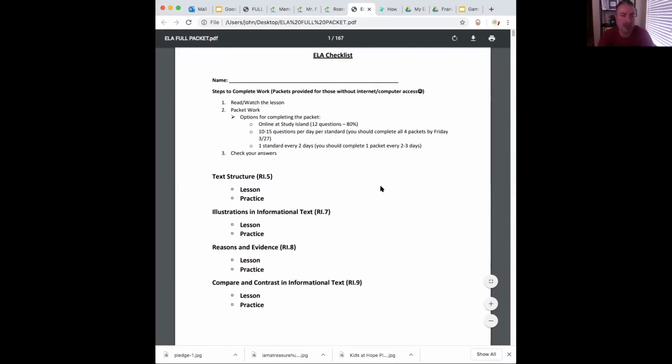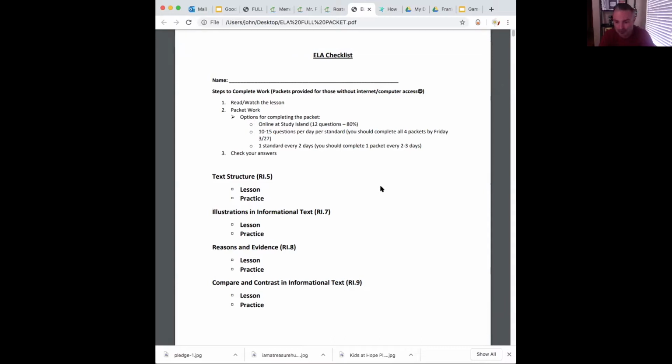Compare and contrast informational text. I think that you should start out with what is most comfortable for you. Off the top of my head, knowing you guys, I would say maybe 5 to 10 questions for the very first day you're even beginning to do anything with this packet. So you could start there and work from there. So let's start there.